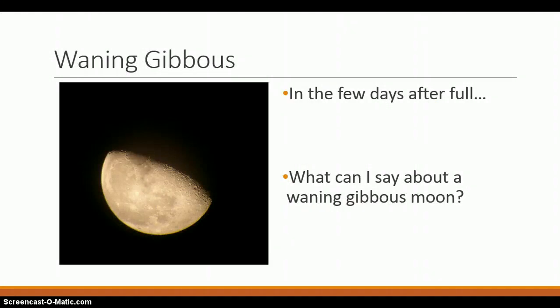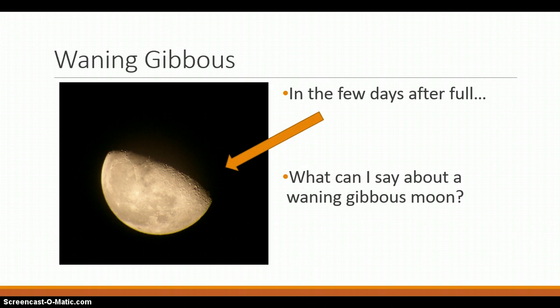Waning gibbous. The moon is not quite lit up all the way by sunlight. The part of the moon that is lit is slowly getting smaller. Waning means to slowly get smaller. In a few days after the full moon, you often see a waning gibbous moon in the west in early morning, floating against the pale blue sky.